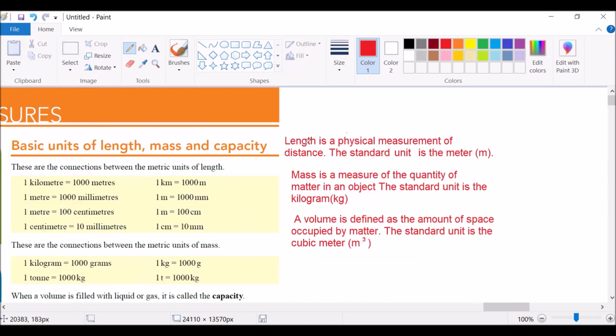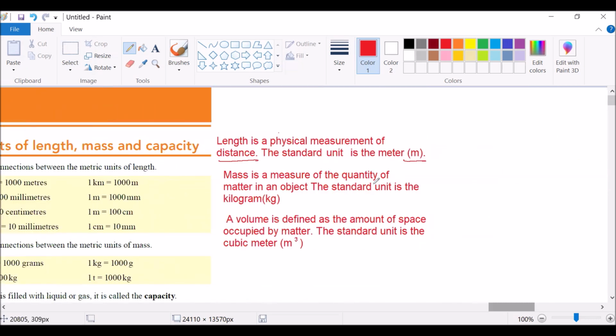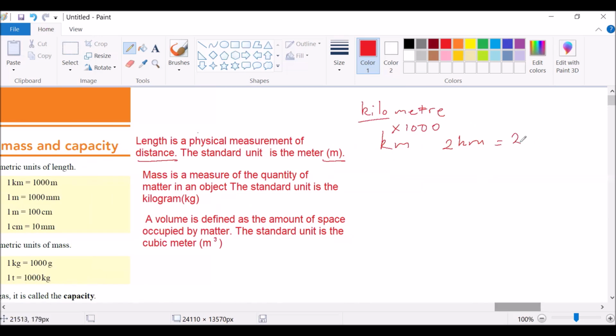Let's start with length. Length is a physical measurement of distance. The standard unit of length is the meter. We can have larger units of the meter being the kilometer. Kilo means times 1,000. So if we have 2 kilometers, it means 2 times 1,000 meters, which is 2,000 meters.